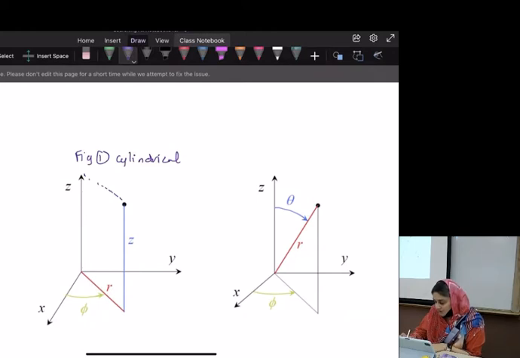Now, figure 2 here represents, see the difference? Yes. Okay, be very certain that you see the difference between them. The R for your spherical coordinates is a point in space.